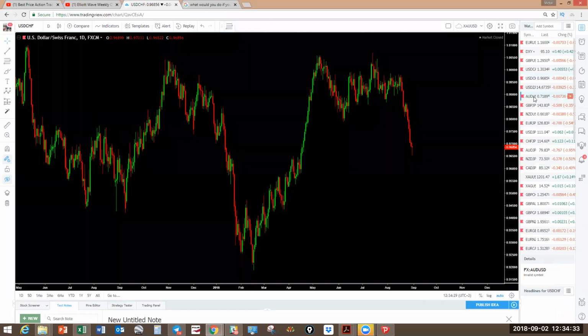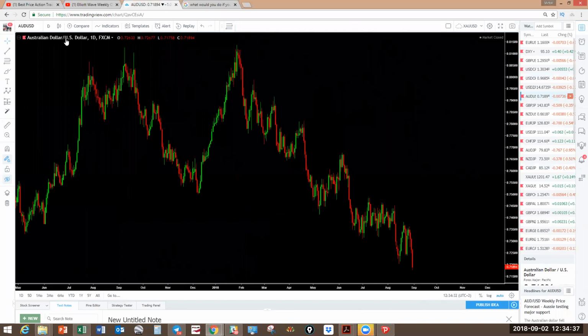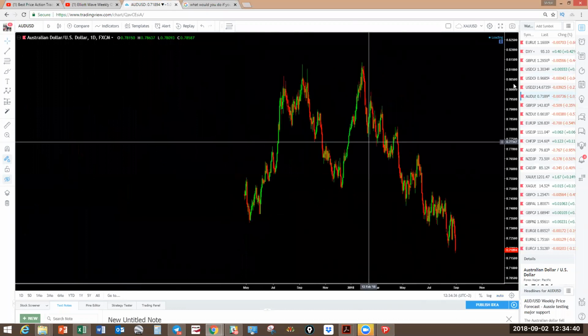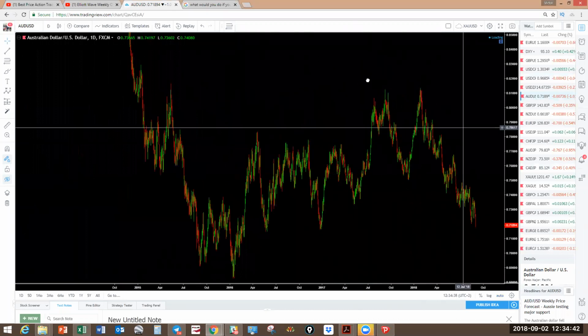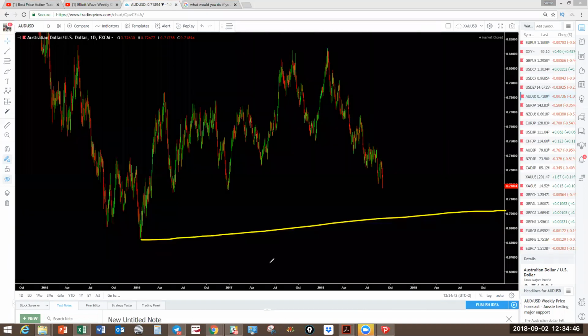Let's do Aussie and New Zealand, further downside on these two pairs, on Aussie and New Zealand. Okay, so then your next target on Aussie. Sorry, let's do this one properly.